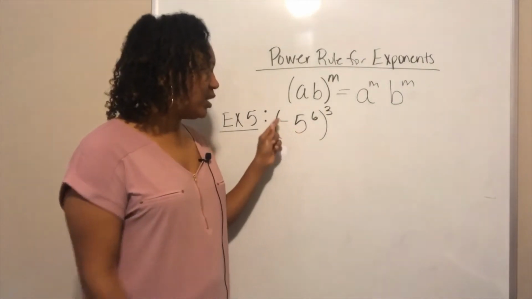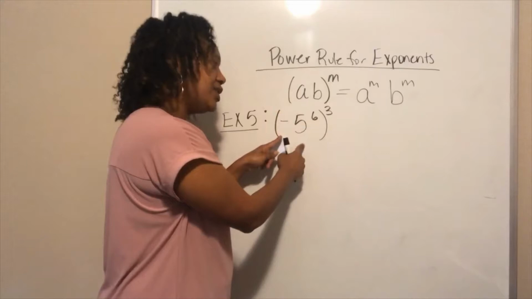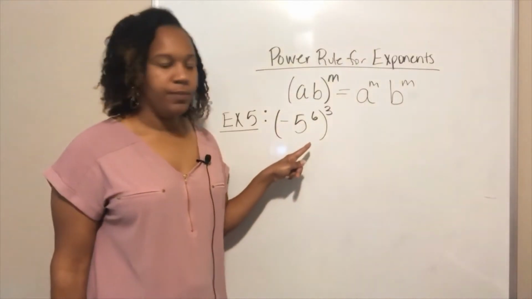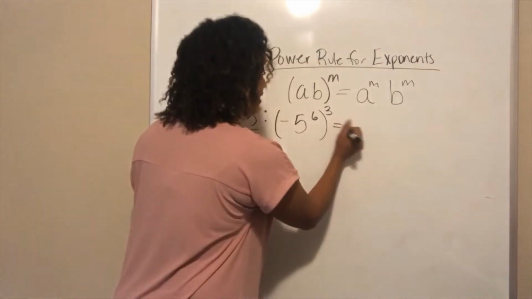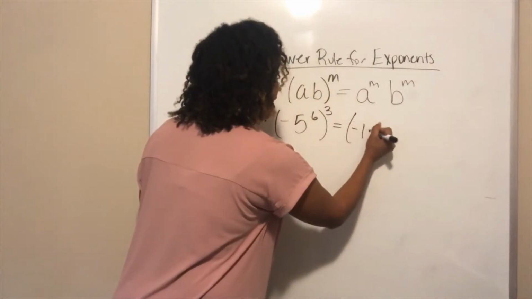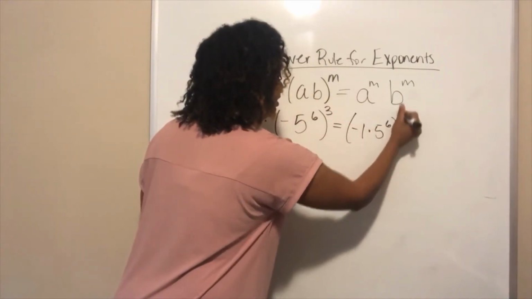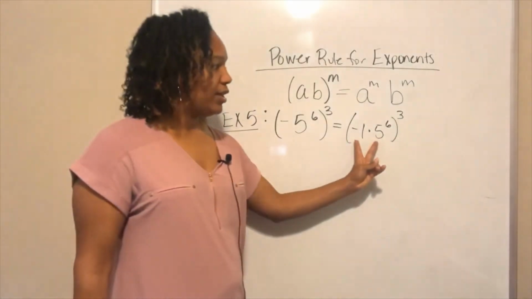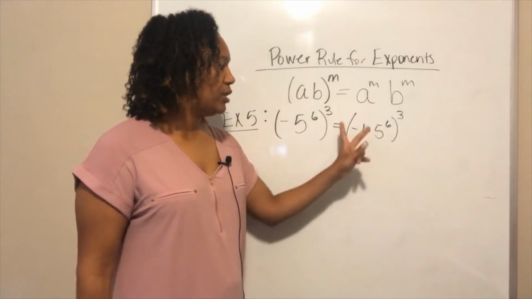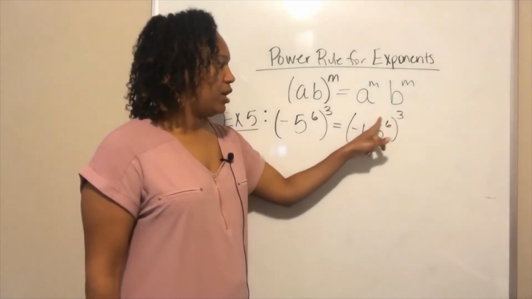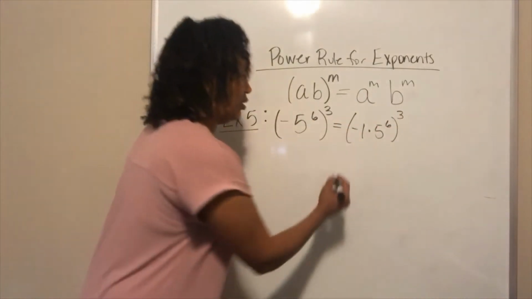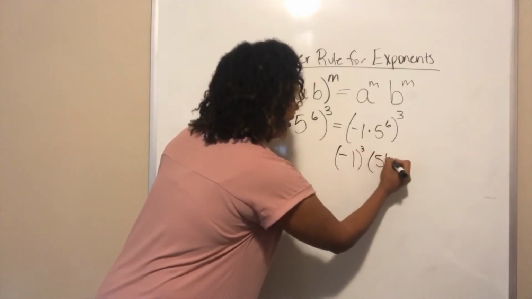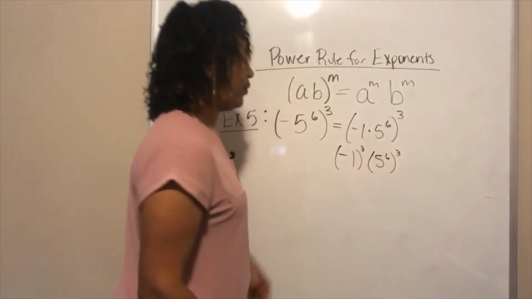This negative, because it's not inside of a parentheses, you're not raising the negative to the 6th power as well. So you will have to rewrite this as -1 times 5 to the 6th to the 3rd, which now means I have more than one thing being raised to a power. So now I have to raise this power to everything inside that parentheses. So this will become -1 to the 3rd times 5 to the 6th to the 3rd.